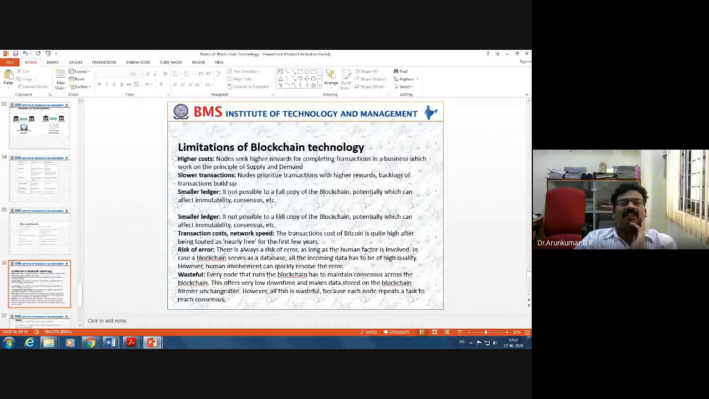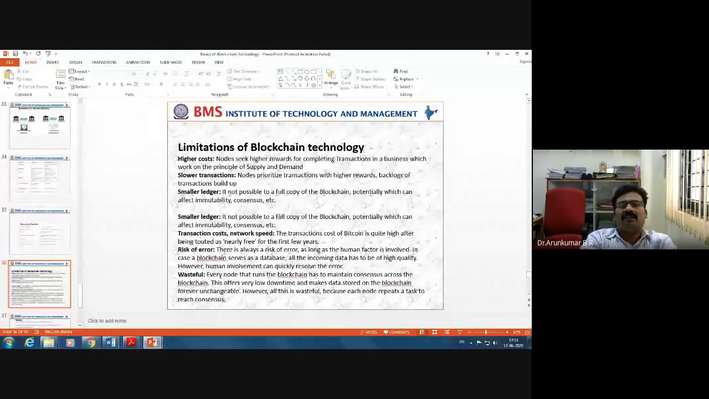So there are some of the things. We'll go to the limitations of the blockchain technology. As every technology has got limitations, even the blockchain has got limitations. Higher costs, users seek higher rewards for completing transactions in business which works on the principle of supply and demand. So this is one limitation. Slower transactions, miners prioritize transactions with higher rewards, so backlogs of transactions build up. Smaller ledger, it is potentially not possible to fully copy the blockchain, which can affect immutability and trustlessness. So even though we say a full copy of the blockchain is maintained, it's difficult, and a smaller ledger can be maintained.